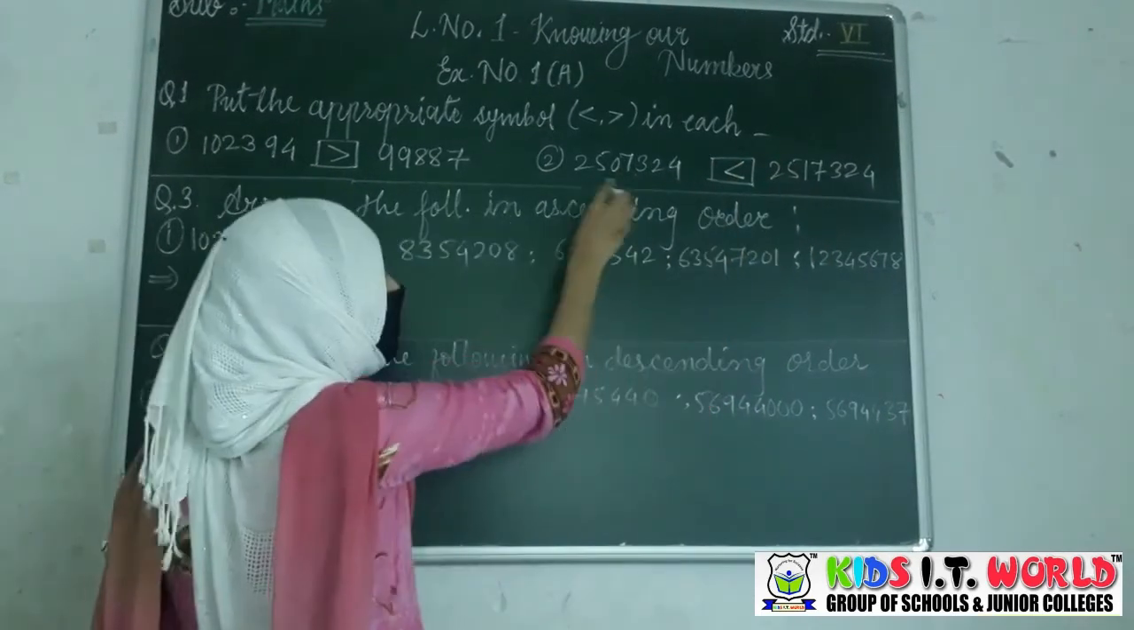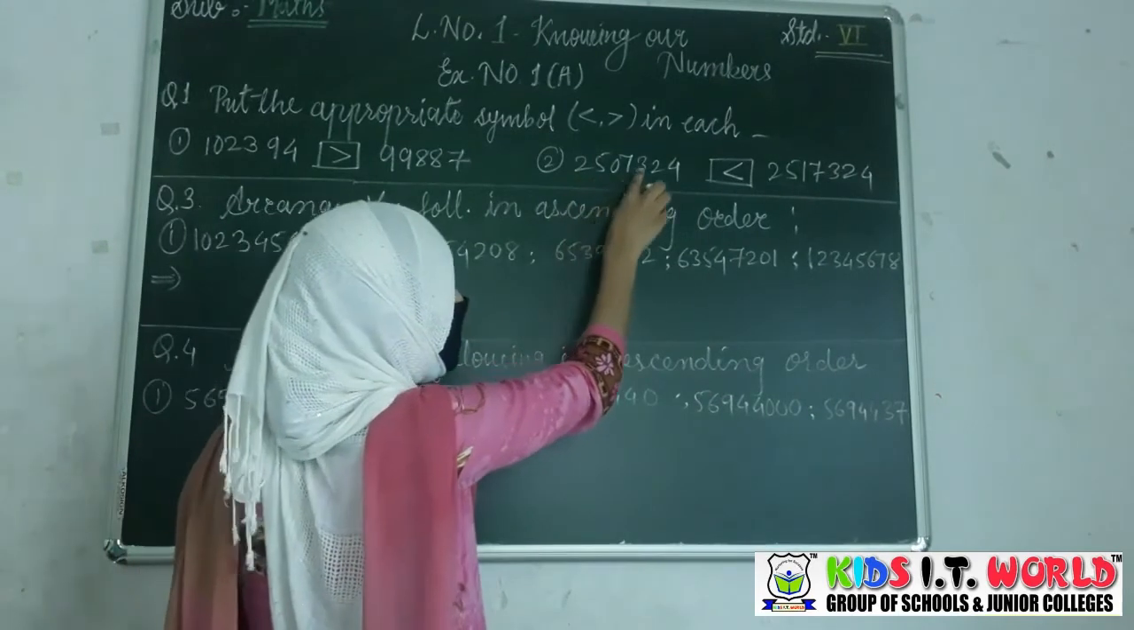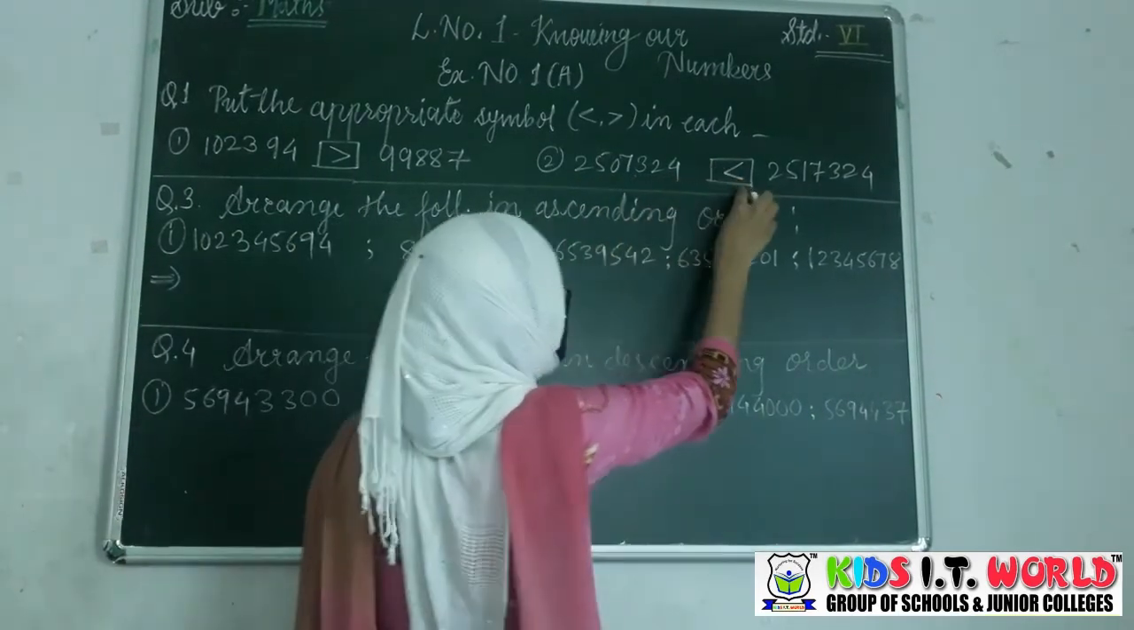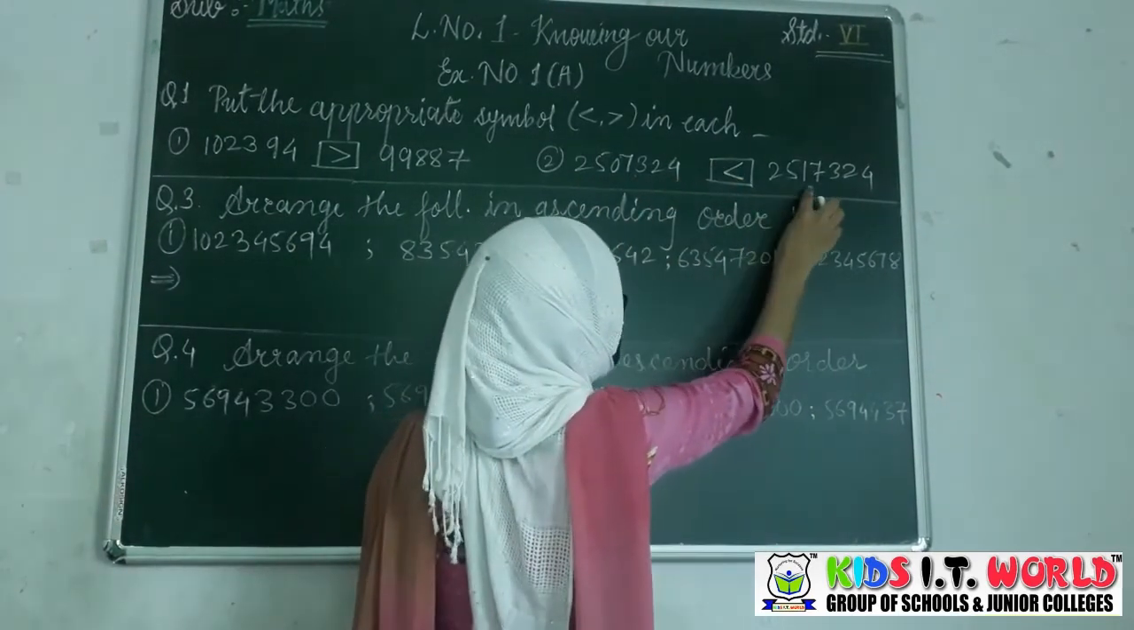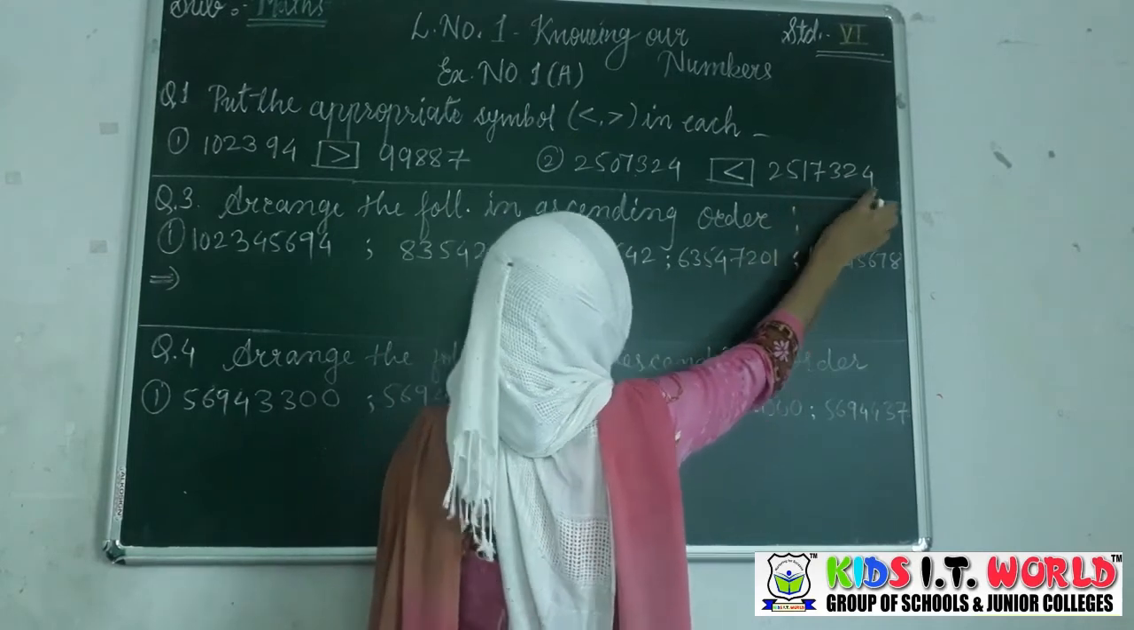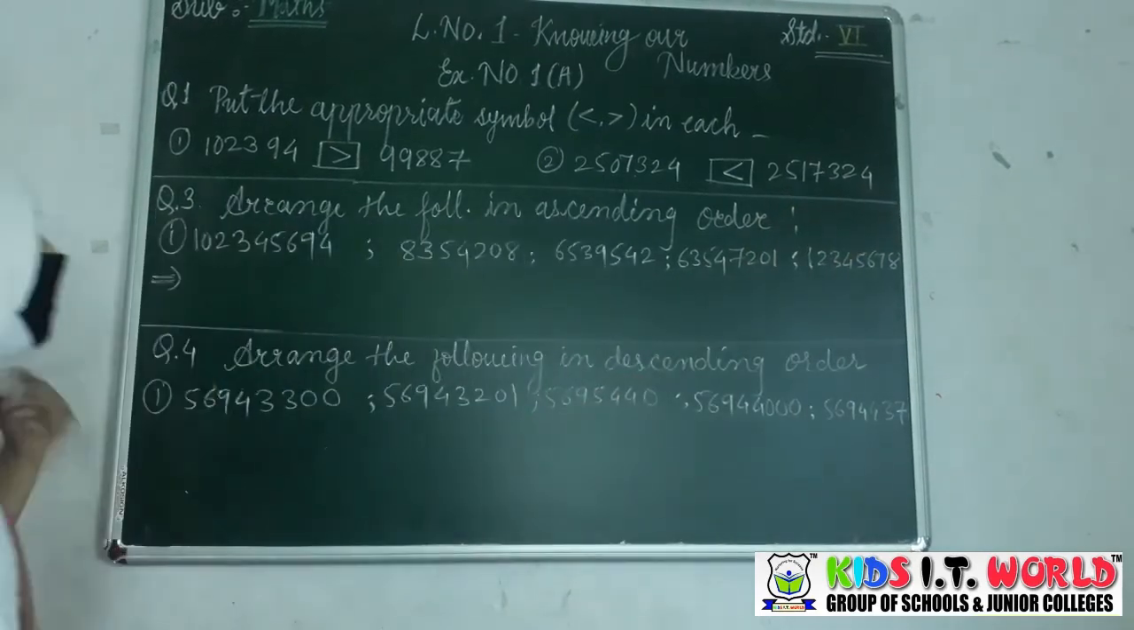So how will you read it? 25 lakh 7,324 is less than 25 lakh 17,324. In this way you have to compare the numbers by putting the appropriate symbol, less than or greater than. In the same way, you have to do question number 2. Compare the following numbers. In the boxes, you have to put the symbol of greater than or less than, which you will do yourself.